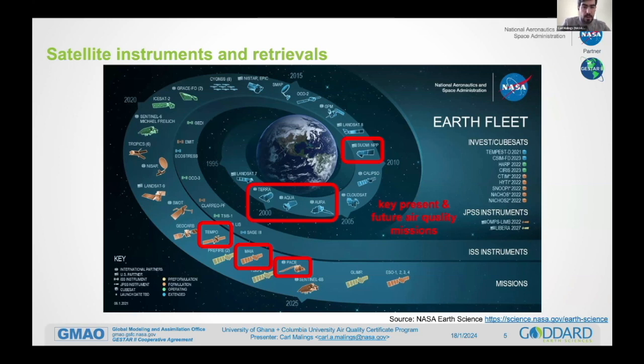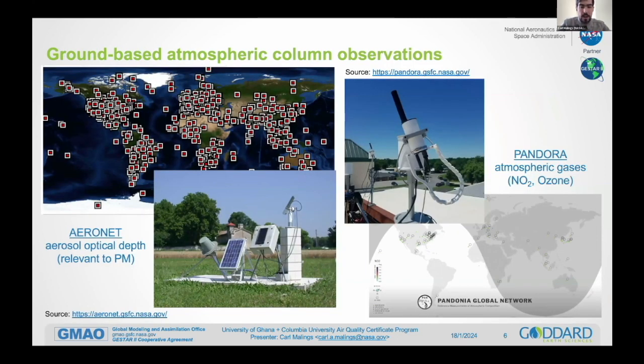I showed briefly on the previous slide ground-based atmospheric observation. So what this basically means is instruments on the ground, but they're not measuring necessarily the conditions at the ground level. They're really looking up through the atmosphere to infer what's happening throughout the rest of the atmosphere above their location. So examples of that, which you may have heard of, the AERONET network. You can see a map of that on the upper left, showing sites around the world that measure aerosols in the atmosphere.